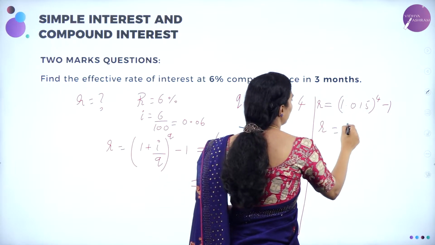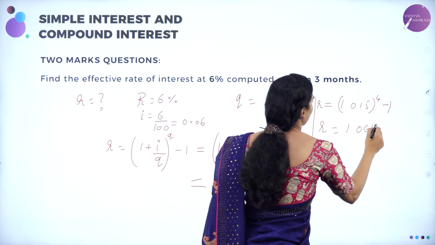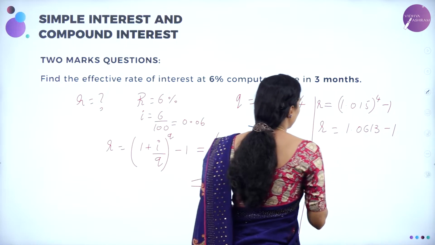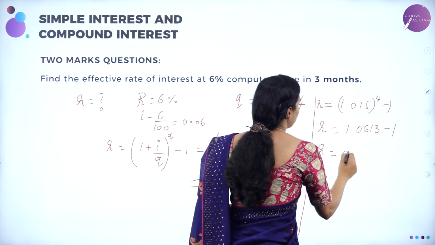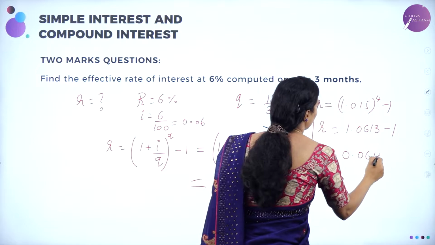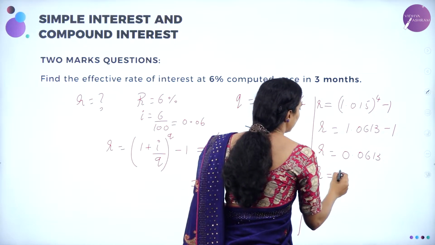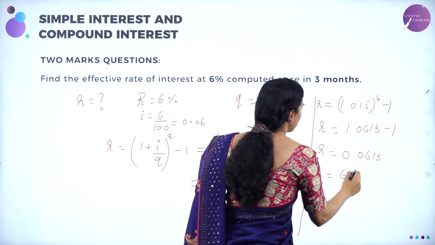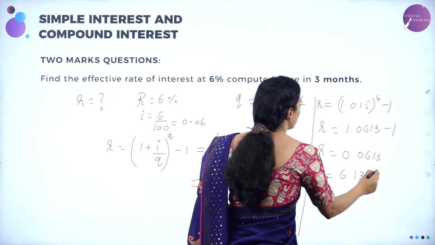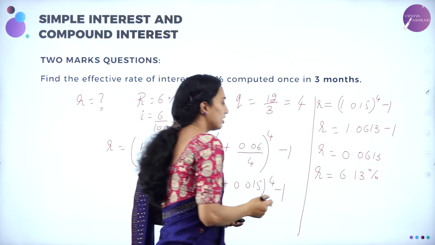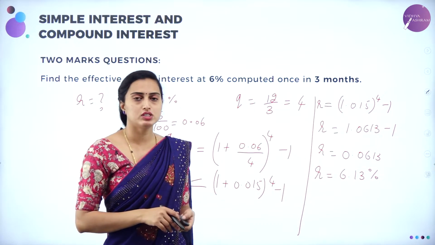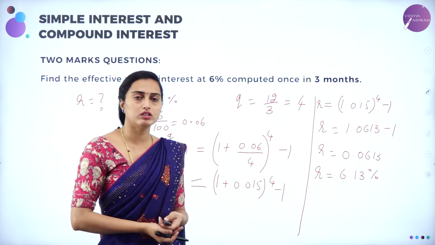So r is equal to 1.0613 minus 1, which is r equal to 0.0613. If you multiply by 100, you get 6.13%. You are going to get this as the answer for this question. That's it. We'll move on to the next question.